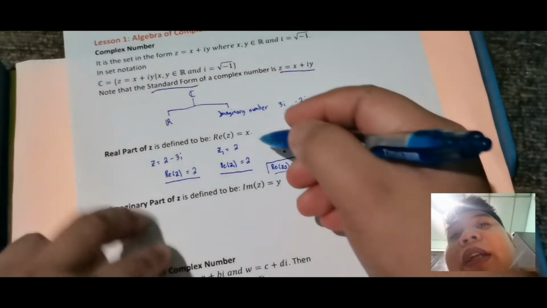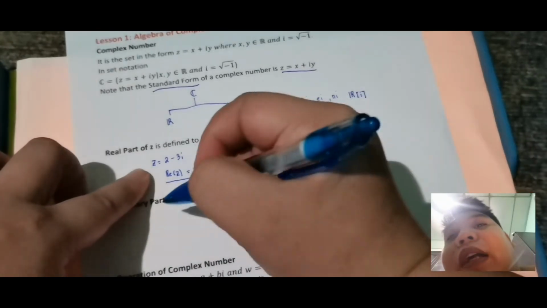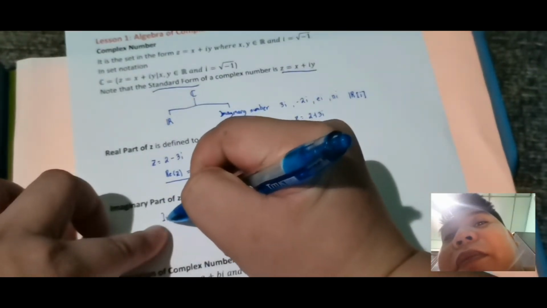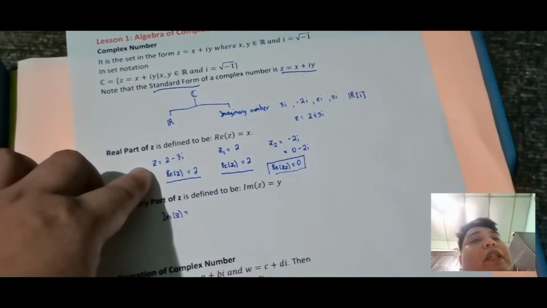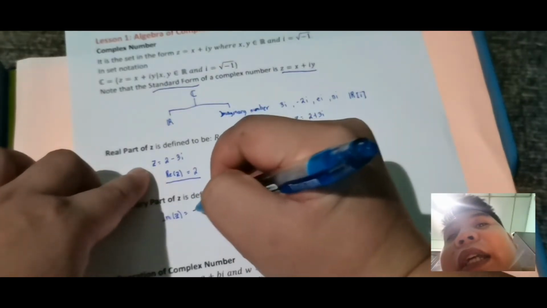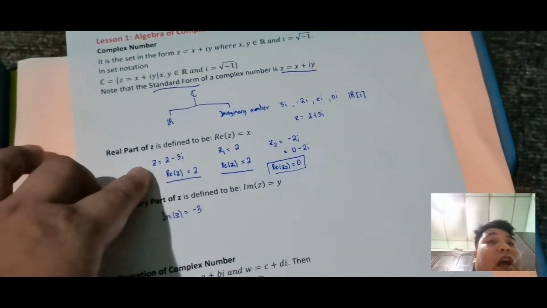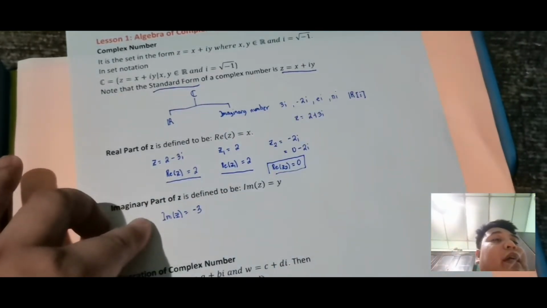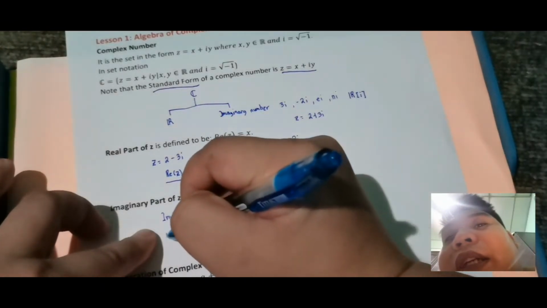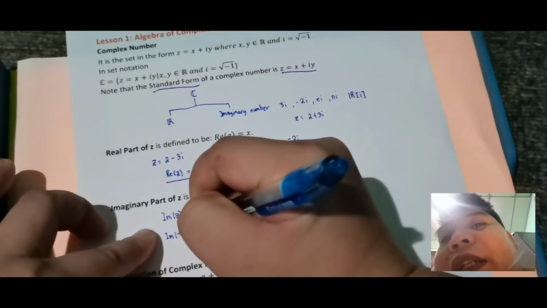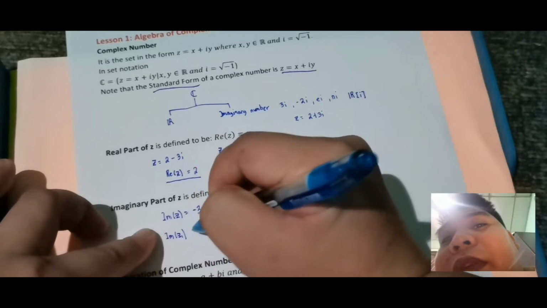For example, let's refer to the example above. What is the imaginary part of z? The imaginary part of z above is obviously negative 3. I won't include i. Remember that.